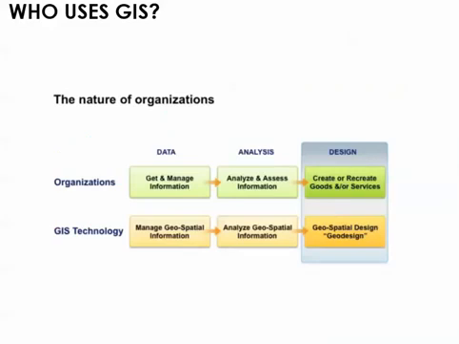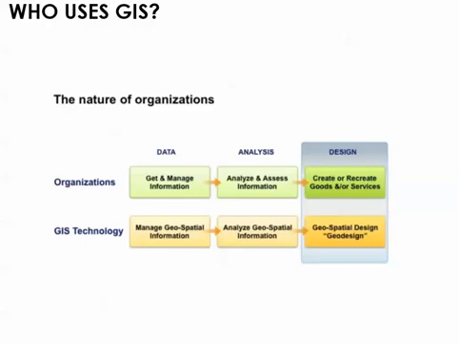So as you can imagine, this type of system is useful to many different types of businesses, because the nature of most organizations is that you get and manage information, you analyze that information, and you create or recreate some kind of good or service. GIS technology allows you to manage very, very large quantities of geospatial information, using attribute queries and many other tools that we'll get into this semester, where we can easily analyze geospatial information. And as a result, we're able to put together geospatial design.